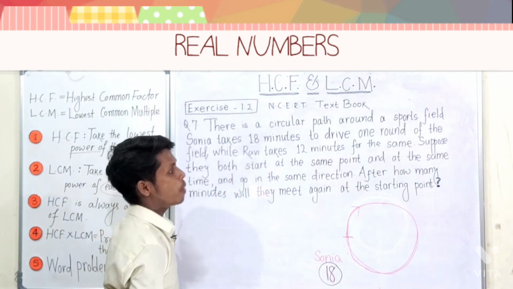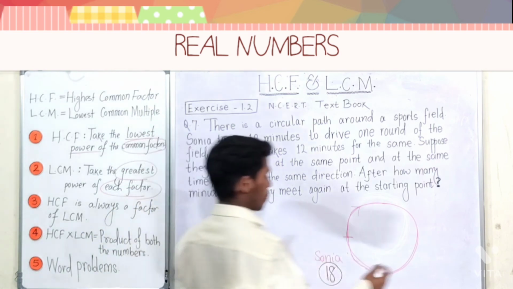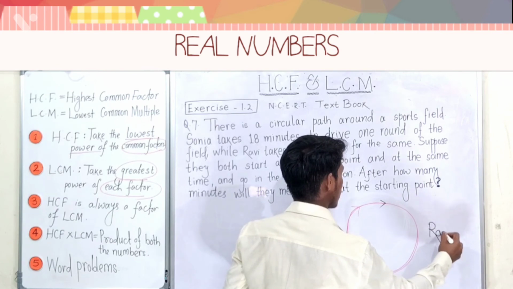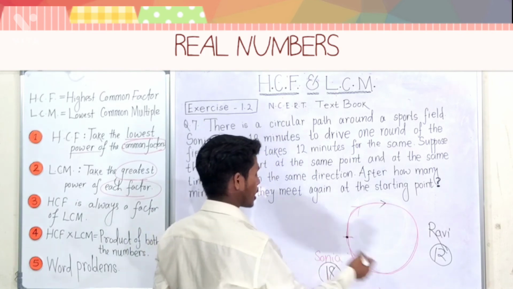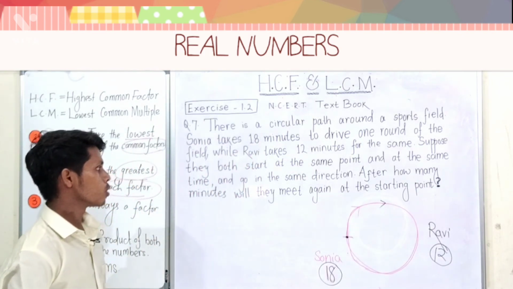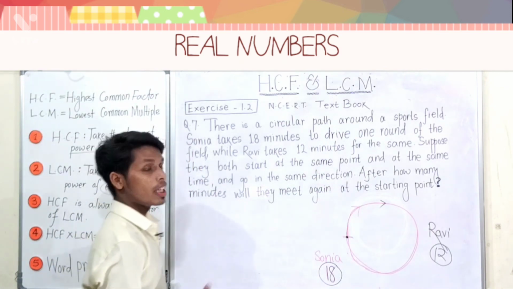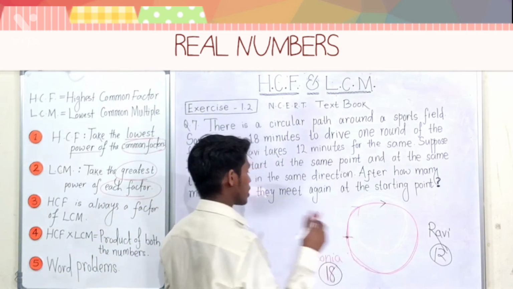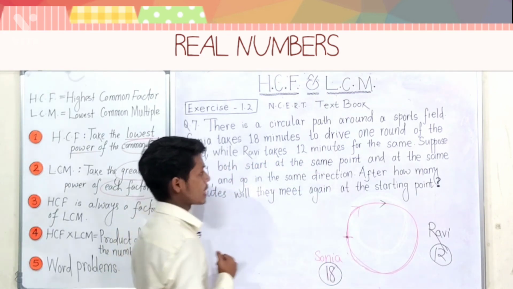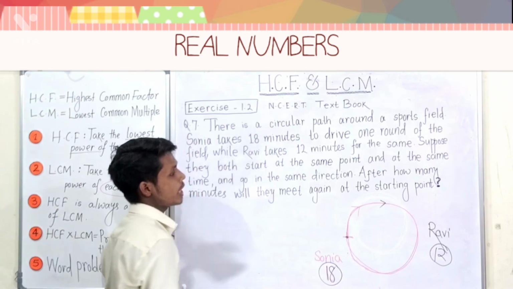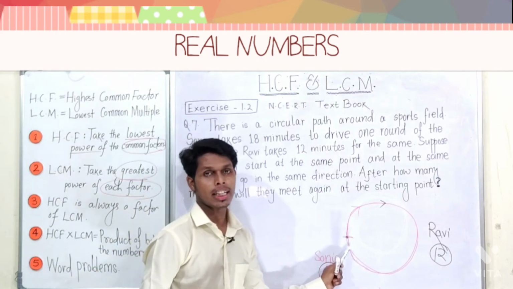While Ravi takes 12 minutes for the same task, means to cover the same round. He also starts from this point and ends here, and he takes 12 minutes to do the same. Suppose they both start at the same point and at the same time. Say they start from this point at the same time and go in the same direction. After how many minutes will they meet again at the starting point?